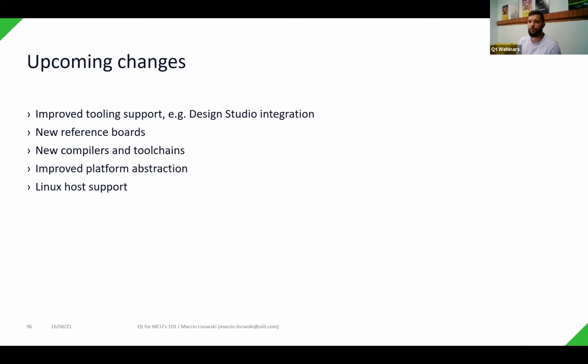So we are still working on improving tooling support, for example, in supporting the Design Studio and in supporting better Qt Creator. We are still adding new reference boards, so please stay tuned with us and look what will be new in this case. We are still adding new compilers and toolchains. We are improving platform abstraction to make sure that any custom modifications to Qt for MCUs are as easy as possible. And as I said at the beginning of the training, we are also going to add Linux host support within the 1.9 release, which is really soon.